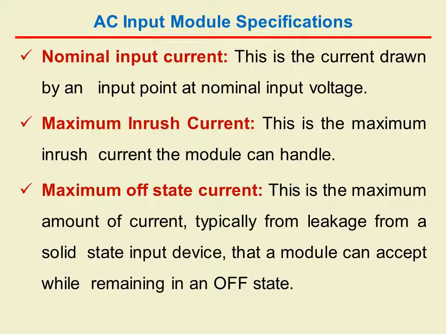Nominal input current. This is the current drawn by an input point at nominal input voltage, that is minimum input voltage. Maximum inrush current. This is the maximum inrush current the module can handle. Maximum off-state current. It is the maximum amount of current, typically from leakage from a solid state input device, that a module can accept while remaining in the off state.